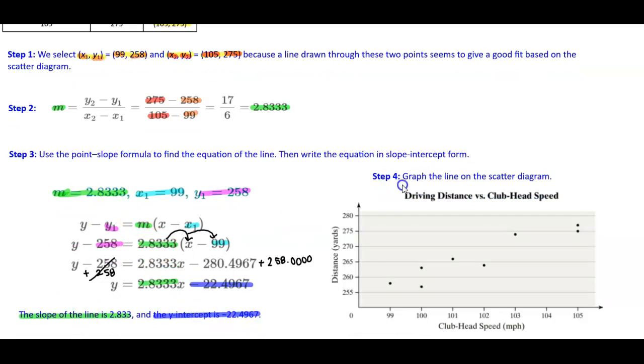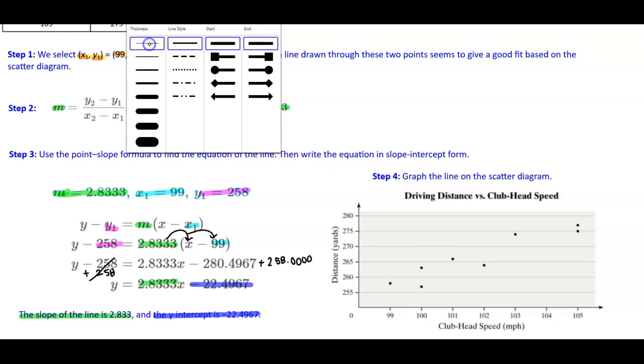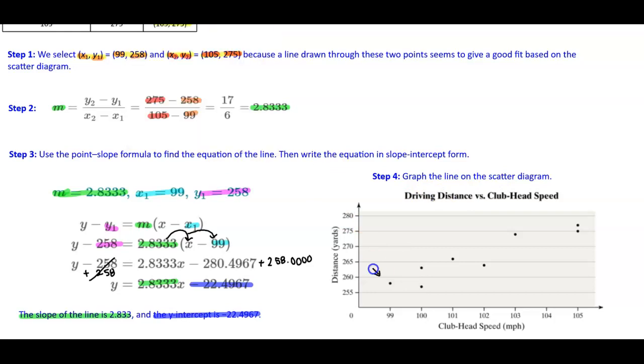Okay, now in step 4, we want to graph the line on a scatter diagram. So we want to find the 2 points that we have on a scatter diagram. Now recall where those 2 points are located. This point here represents 99 and 258. And the other point over here represents 105 and 275. Those are the 2 points that we picked.